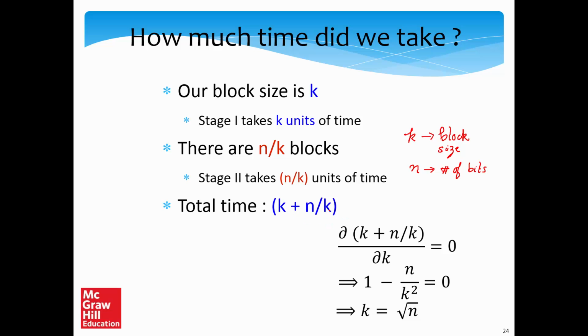So let's do one thing. For finding the minimum of this function, let's differentiate it with respect to k. Whenever the derivative is 0, we'll be able to find a maxima or minima. In this case, we want to minimize the time, so we want a minima. So differentiating with respect to k, it becomes 1 minus n by k square. And so the optimal value of k for which the total time is minimized is actually square root of n.